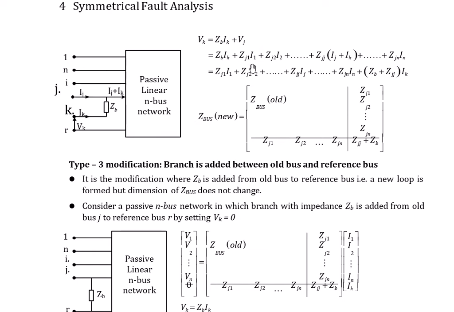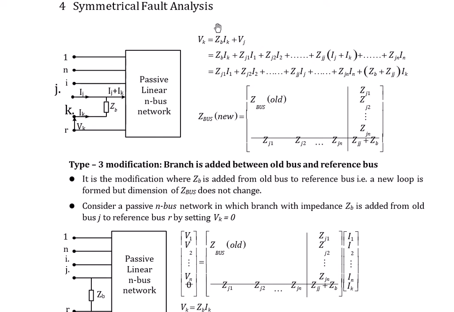If we put in the equation of VJ, we already have it by using this Z bus: ZJ1 into I1, then ZJ2 into I2. So the whole equation is present here. If we combine this equation with this, then we finally get this equation for VK. Our ZB into IK is combined with this IK current.